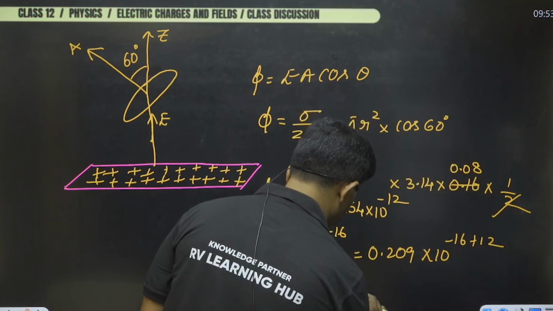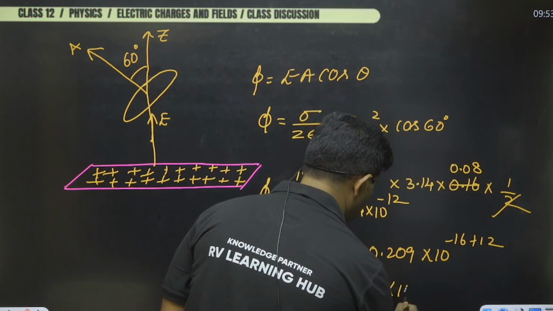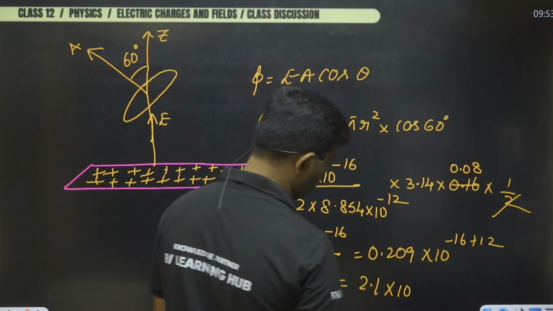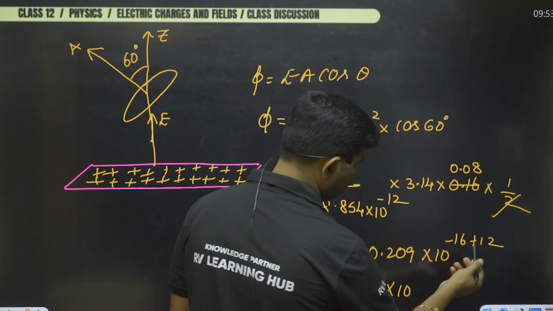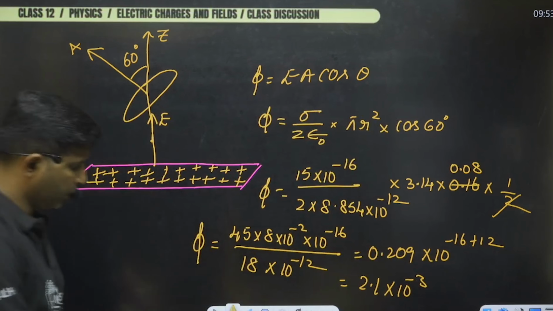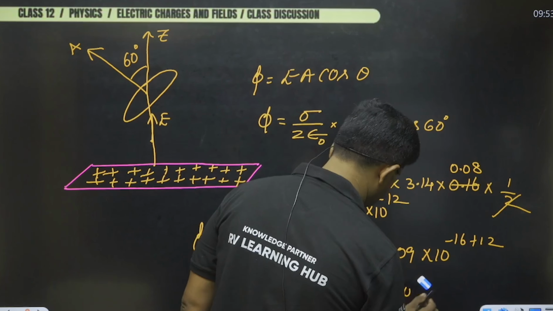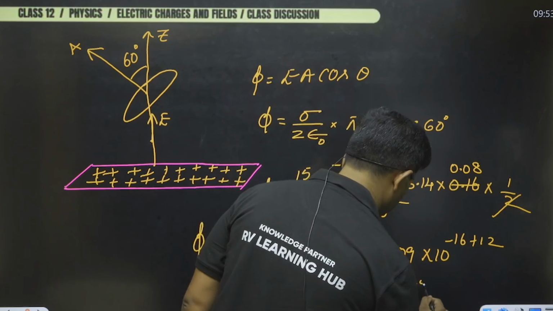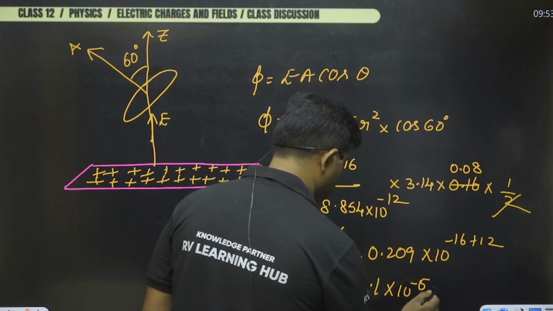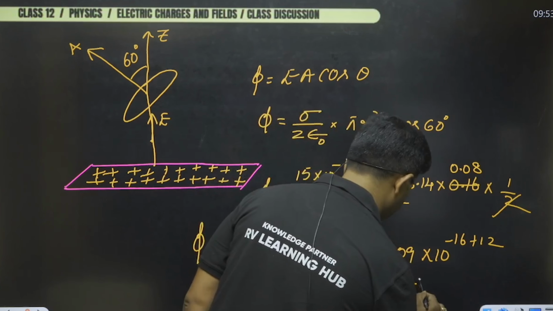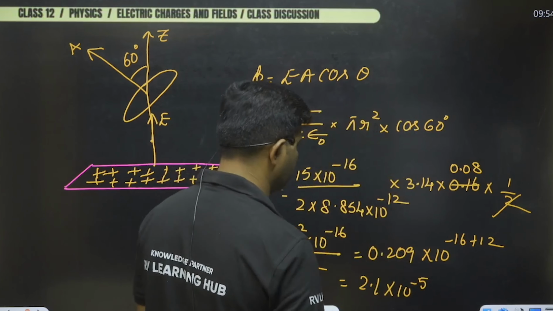So you should get the answer as 2.1 into 10 to the power of minus 3. Sorry, minus 5 should come. Calculate and you will get the answer as 10 to the power of minus 5. Okay, I'll rewrite this, ma. 10 to the power of minus 5 you will get.